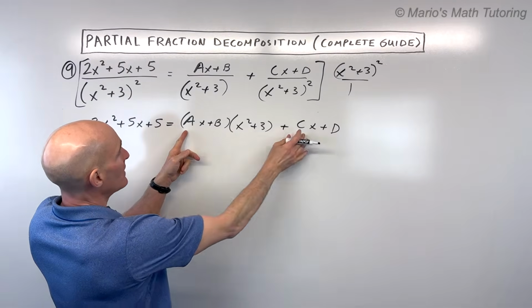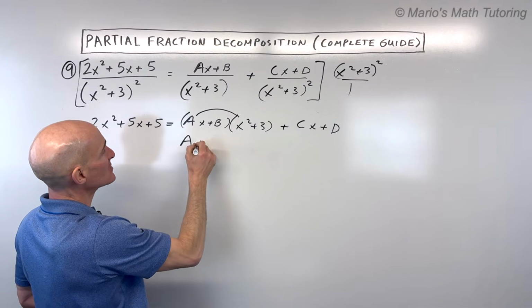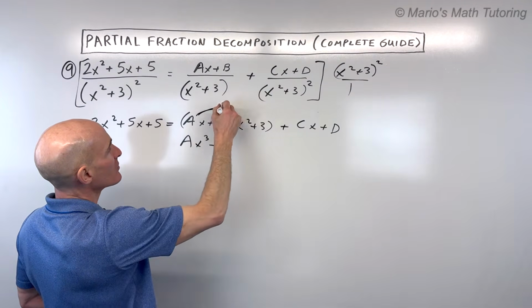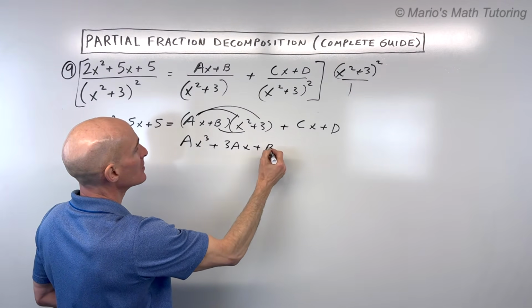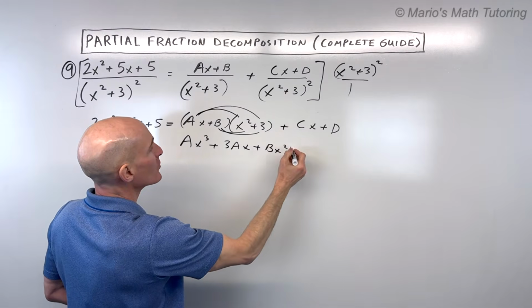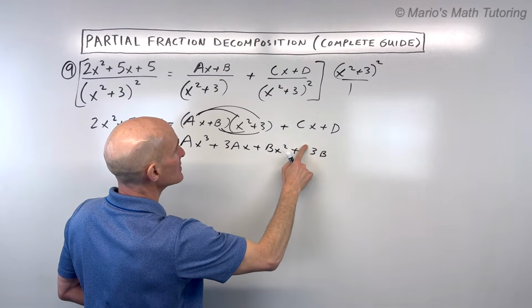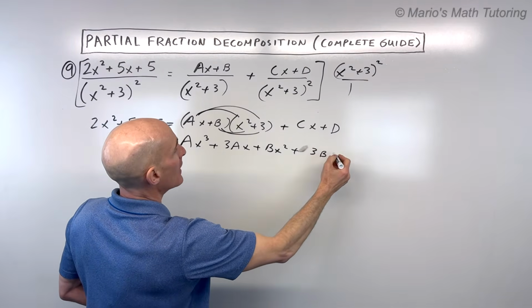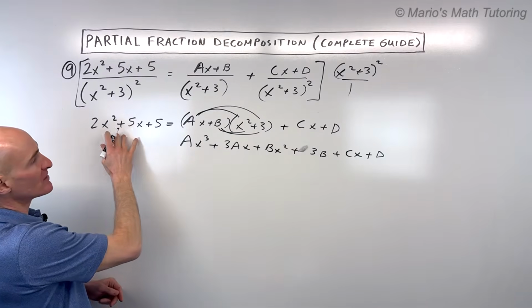So I'm going to FOIL this out, and we're going to group the like terms together. So I'm just going to distribute. This gives us ax cubed plus 3ax plus bx squared. Just have to be really careful with the arithmetic. Plus 3b, plus cx plus d. Okay, now we're setting it equal to this side here.